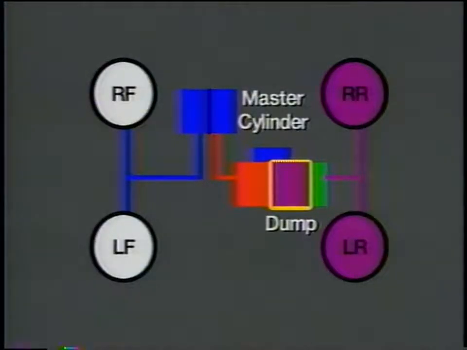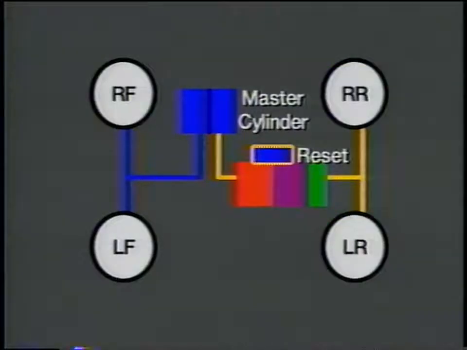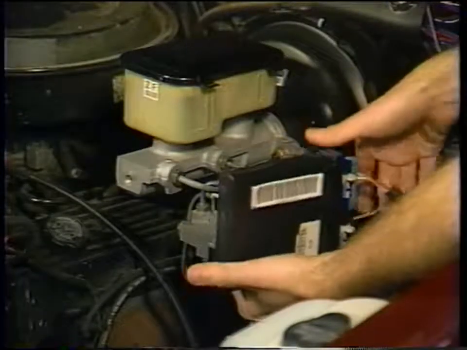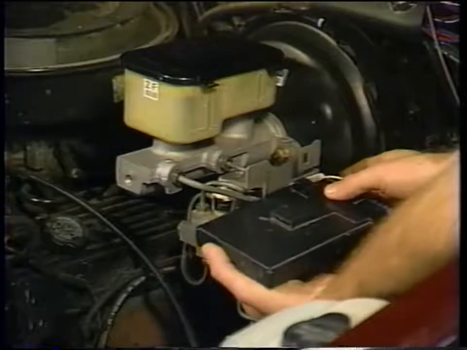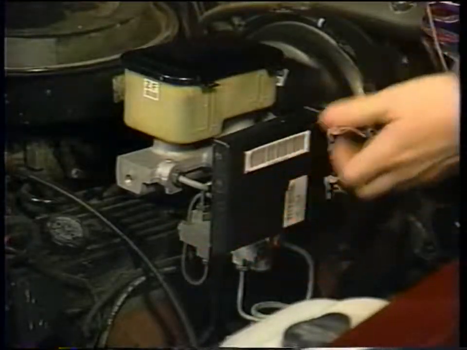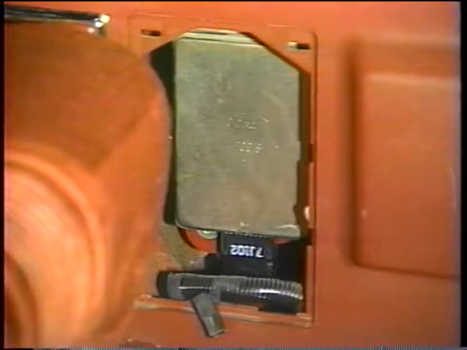The dual solenoid control valve also contains an accumulator for storing fluid pressure during the dump or release phase of operation, and a reset switch which allows the system to maintain proper brake pressure. The electronic controller that regulates the operation of the solenoid valves is separate from the control valve and is located next to the master cylinder on some applications. On Dodge trucks, you'll find it on the passenger side cowl panel under the dash. On Ford Bronco 2s, it's located under an access panel by the driver's door pillar.